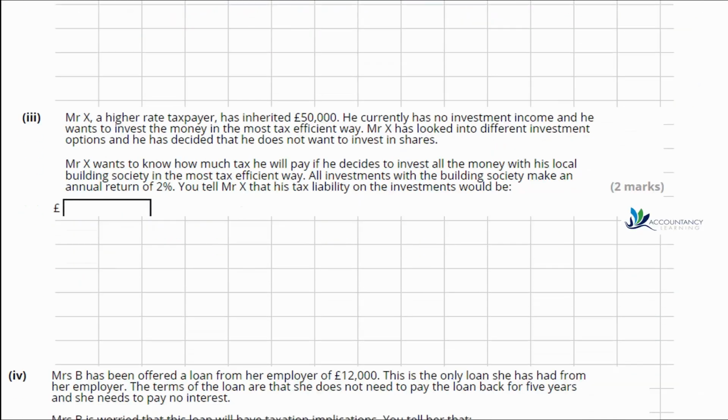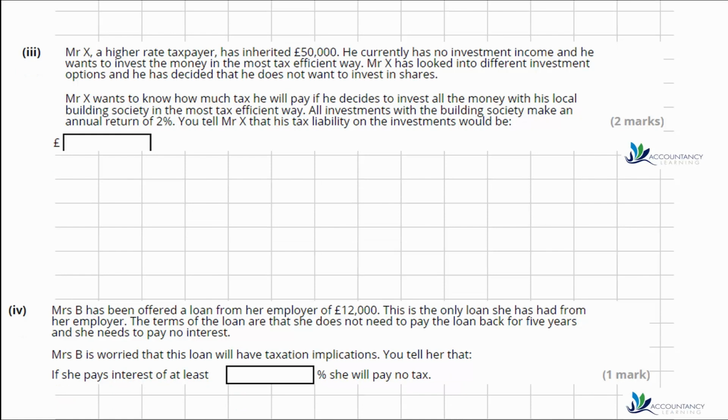Let's have a look at part 3 now. Mr. X is a higher rate taxpayer and has inherited £50,000. He currently has no investment income and he wants to invest the money in the most tax efficient way. Mr. X has looked into different investment options. He decided that he does not want to invest in shares. So that tells us that we shouldn't talk about shares in our answer, should we?